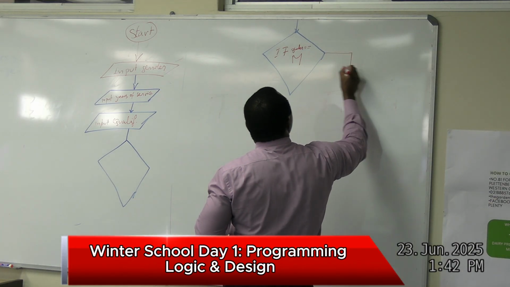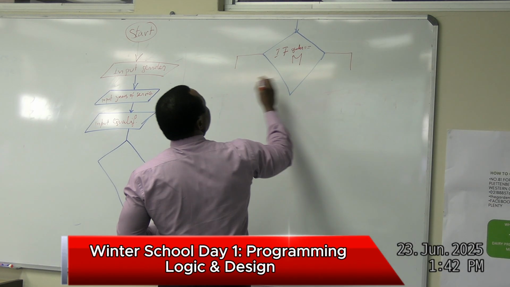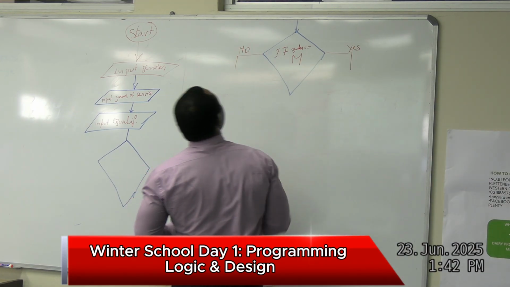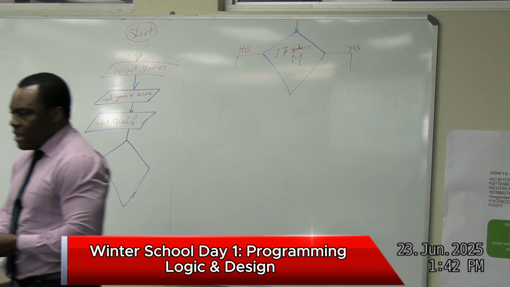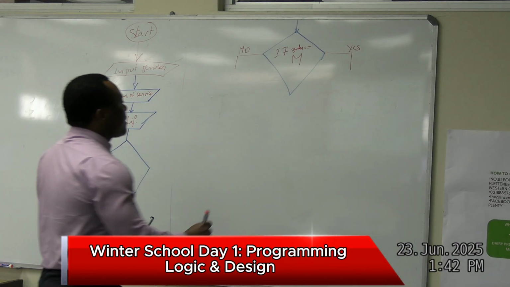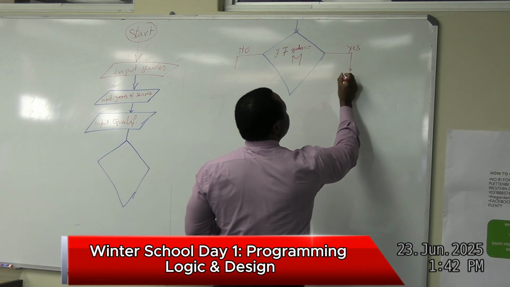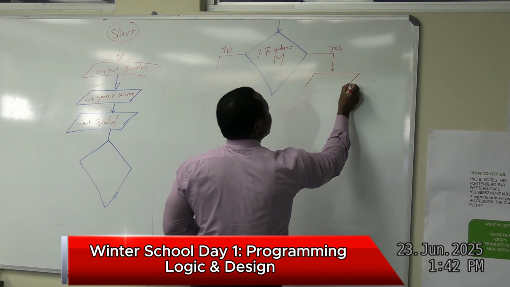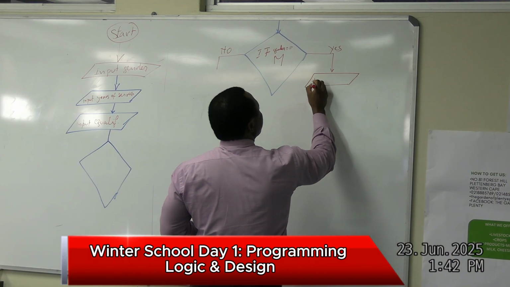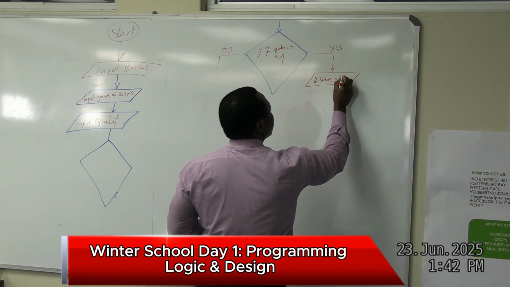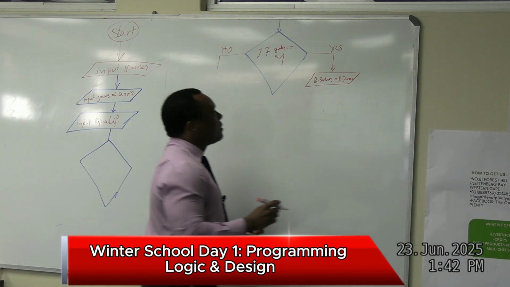Now, what will happen? Here there's a yes. Here there is a no. Okay. If gender is equal to men, what could be? Basic salary is assigned to 7,000. It means you have to enter basic salary assigned to 7,000. Okay?